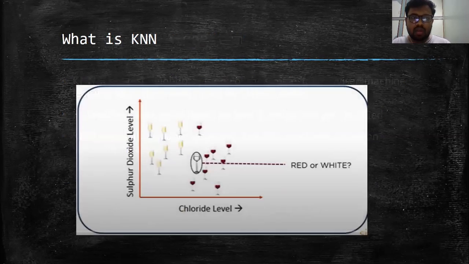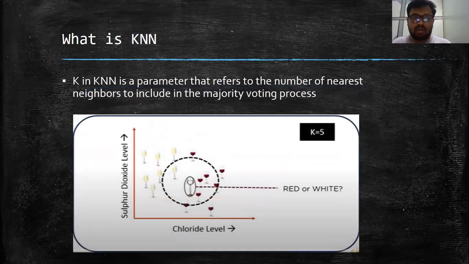Let's take an example here. Here we have two wines, red and white wine. These are known to us; they are labeled. Then you can see a white glass which is marked, and we have to decide which wine it is. Is it red or is it white? K in KNN is a parameter that refers to the number of nearest neighbors to include in the majority voting process. As the name suggests, K nearest neighbors.